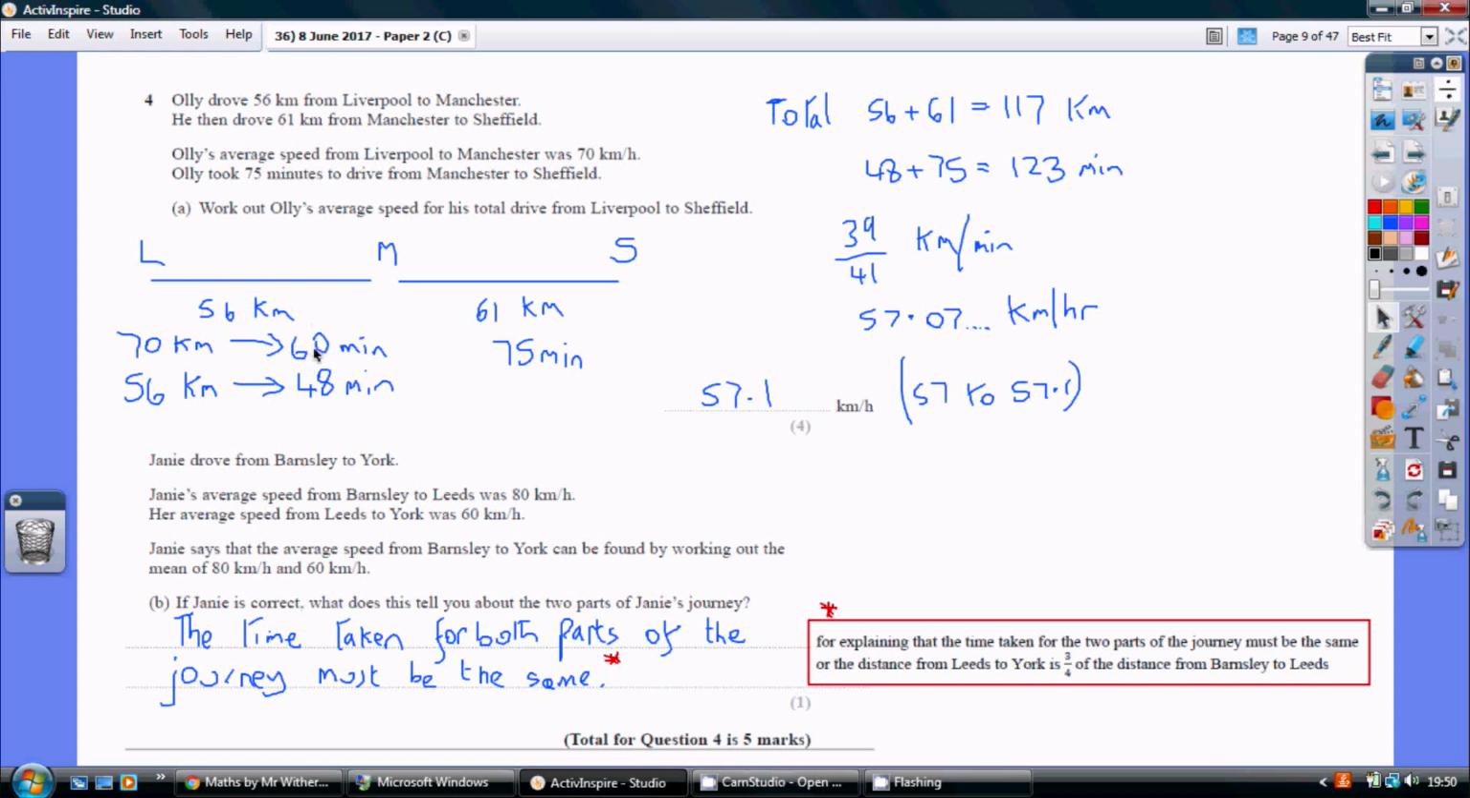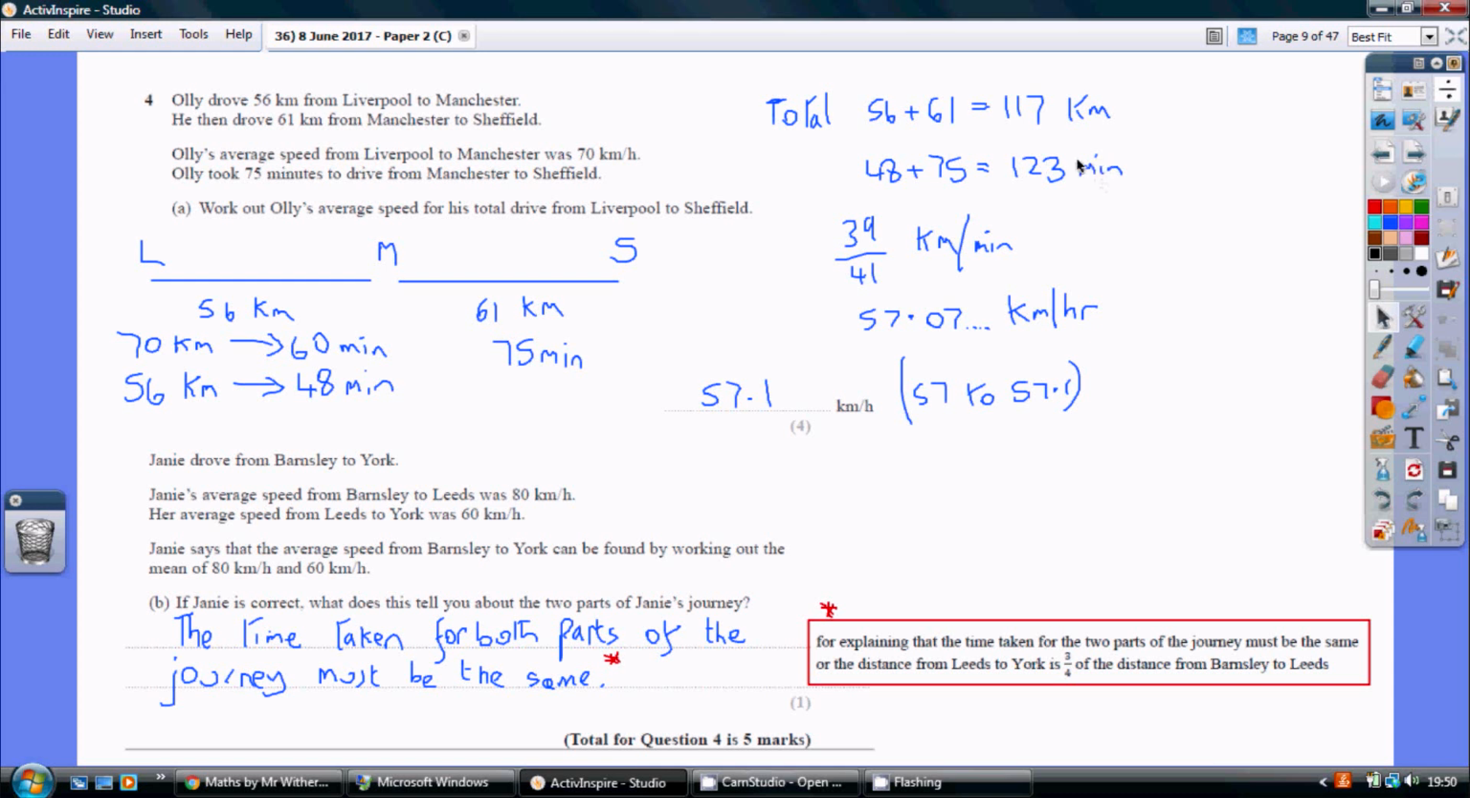Well, scale back. Take your 60 minutes, divide by 70 kilometres to get back to the time for 1 kilometre, then multiply by 56, and that gives you the 48 minutes. So it takes him 48 minutes to travel the 56 kilometres. So this is just direct proportion, okay? So the 70 to 60 is the same proportion as 56 to 48. So the first part of the journey takes 48 minutes, the second bit took 75 minutes, so that's 123 minutes in total.